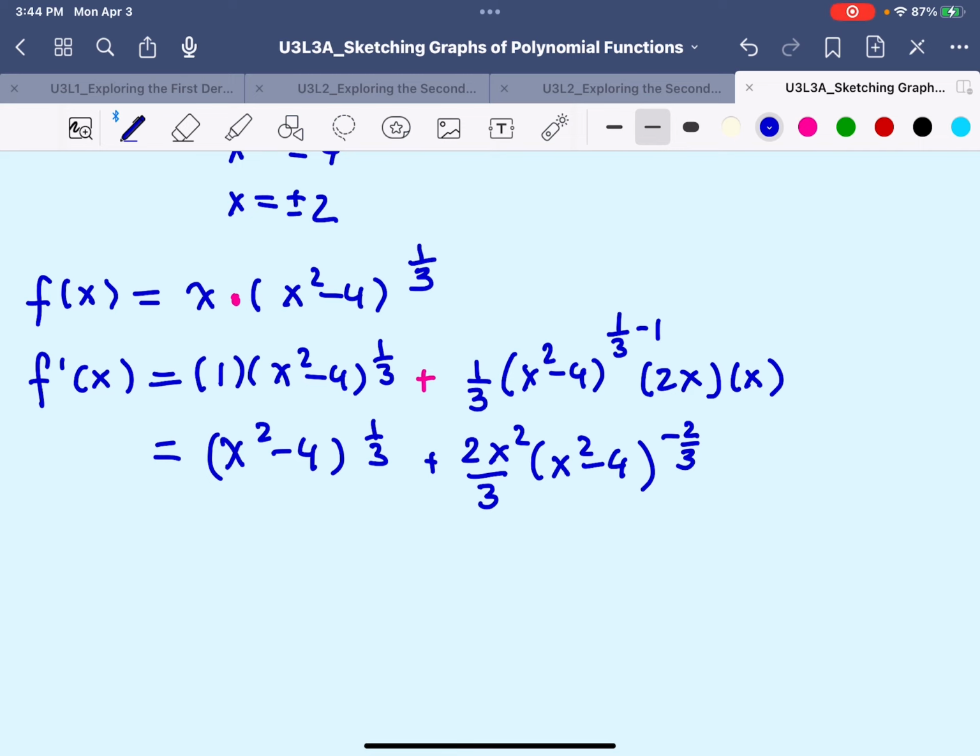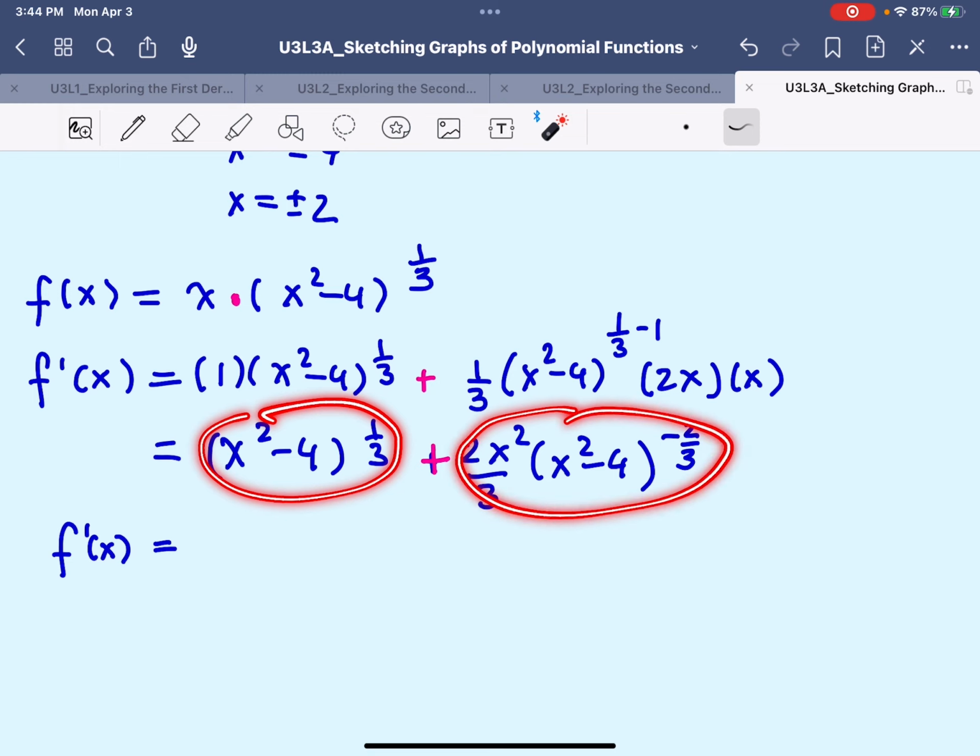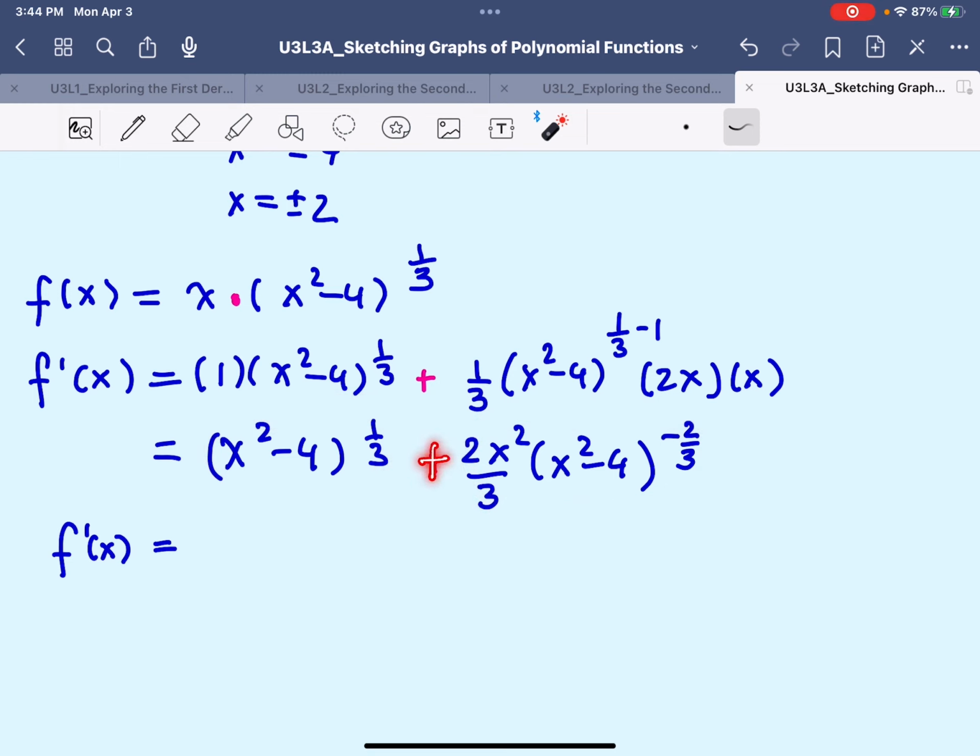Because we want to study the sign of the derivative, we will have to factor this. So what we normally do is look for common factors. Remember, we have two groups of terms. So we have this first group and this one. The groups of terms are separated by a plus or a minus. In this case, we have a plus.